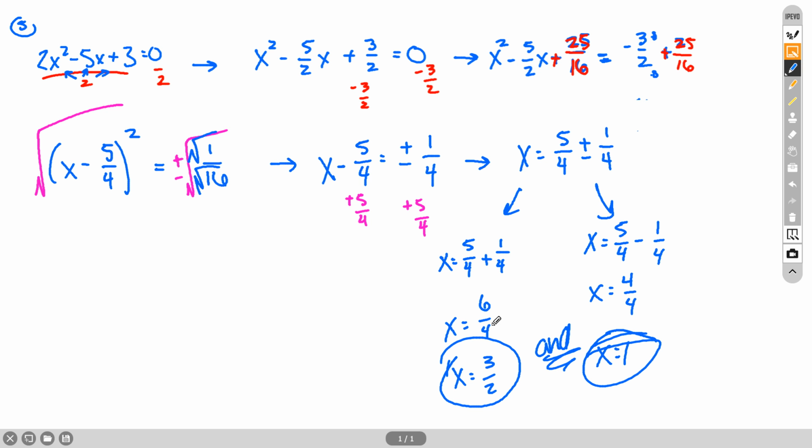Alright. This one probably could have been factored, since our solutions were real numbers. Yep, pretty sure it could be factored. But completing the square also works. It works just fine. It takes a little bit longer. Well, depends. So our solutions, 3 halves and 1. You might see it as a set, 3 halves and 1. You might see it like this.